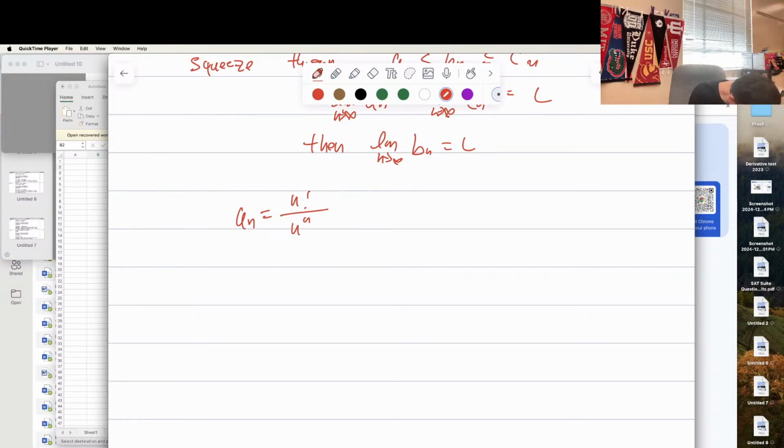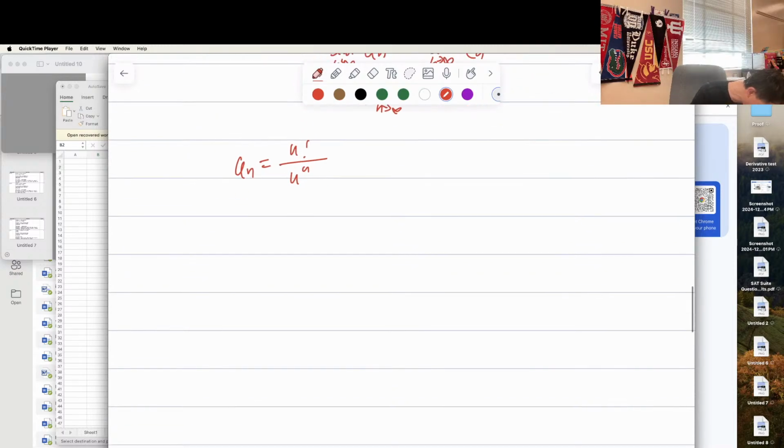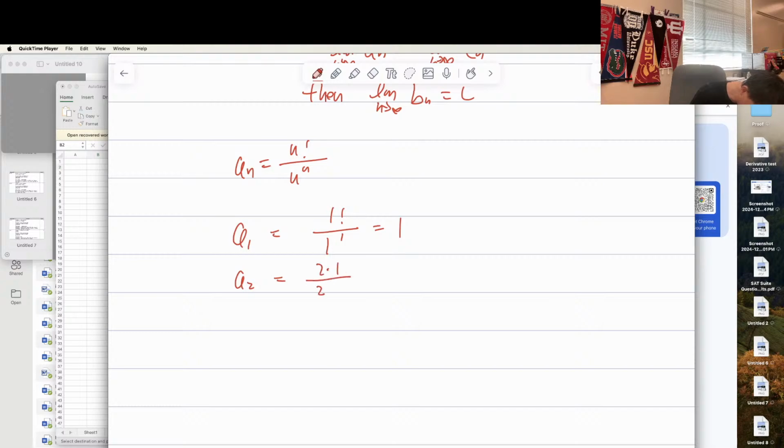You can do this. This one you have to think about both ways. That's why Calc 2 is very hard to teach perfectly, because there are a few different thought processes you should go through. Now let's just assume something. Let's say a_1 is equal to 1 factorial over 1 to the 1, and that's equal to 1. Yes, that was easy. And this one, a_2, is equal to 2 times 1 over 2 to the 2. Would you say?